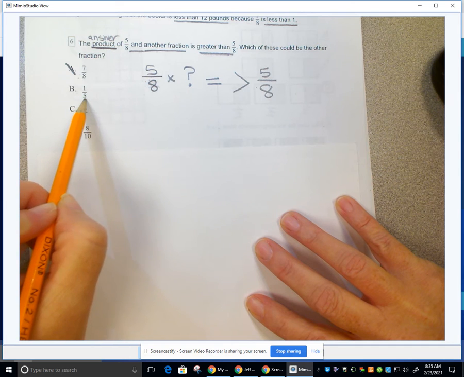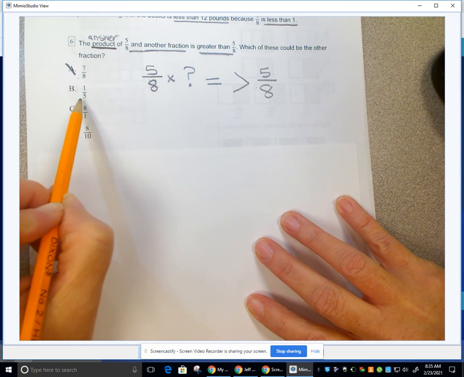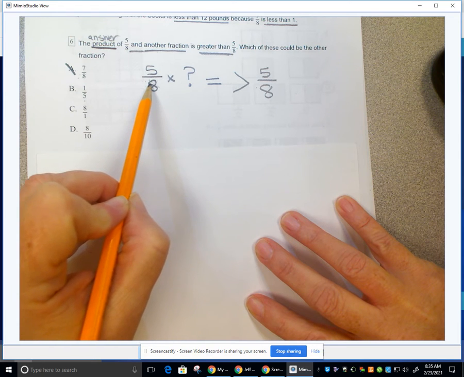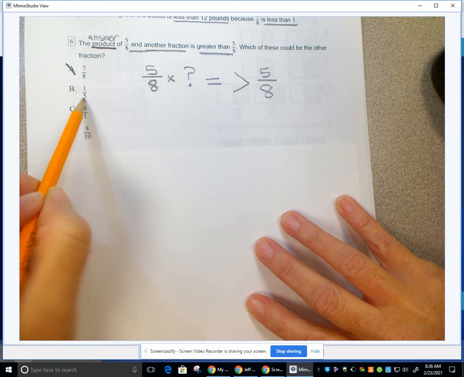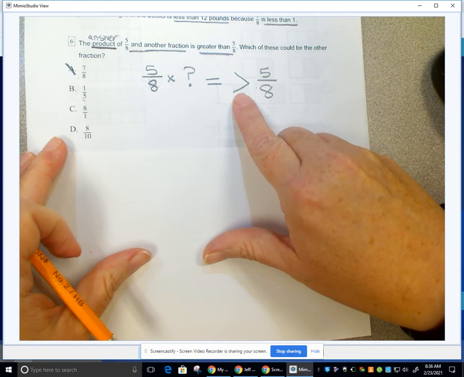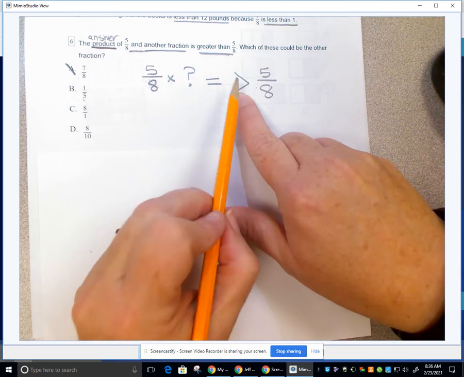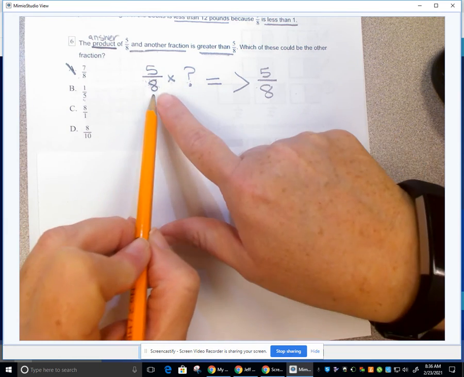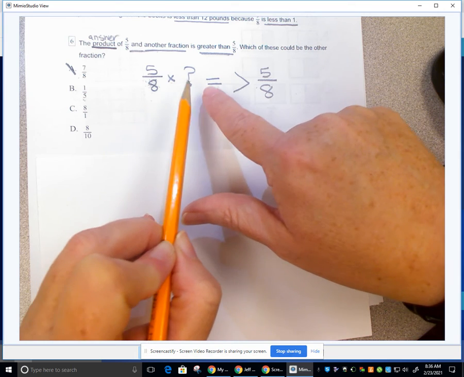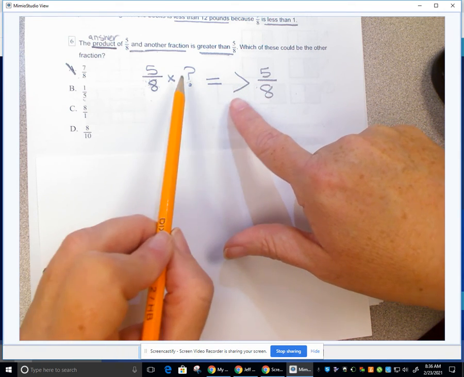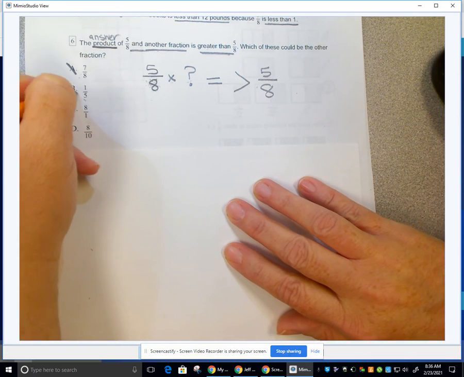5/8 times 1/5. That's going to give me the same situation. This is less than 1. It's a piece. Times 1/5, that's another piece. Remember, when we do a piece of a piece, the answer we get, the product, will always be less than either one of these because these were proper fractions. A proper fraction times another proper fraction will give us a product that is less than either one of these.